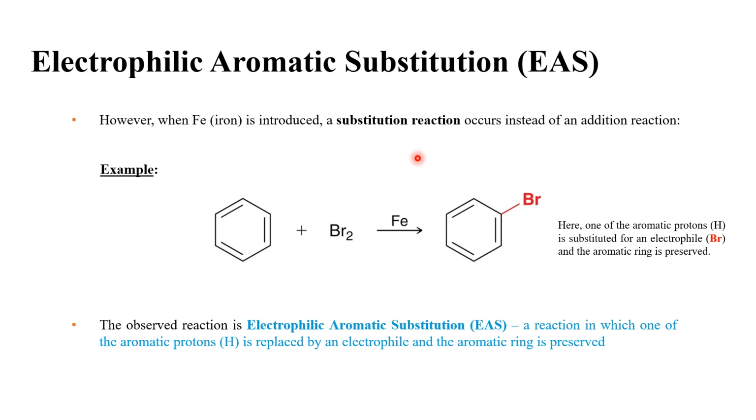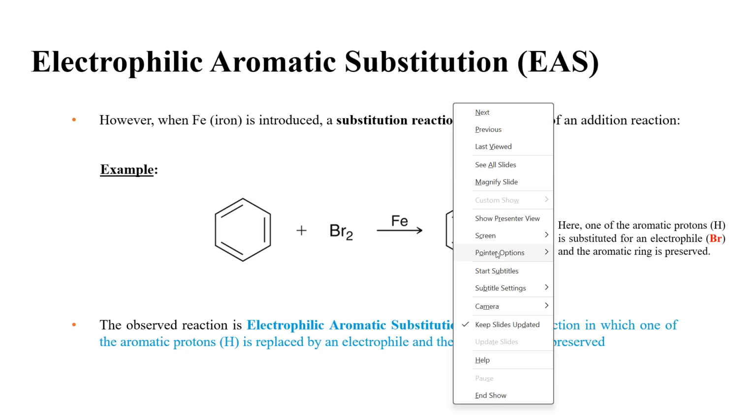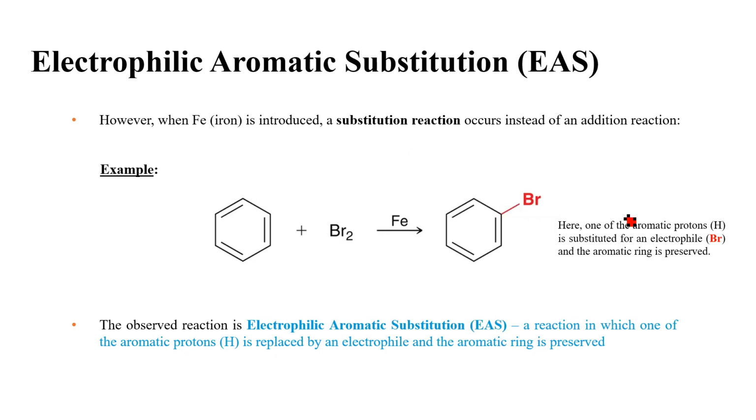And how is this a substitution reaction? Well, at this position, we now have a Br. Let me change this back to pen. We have a Br here, right? And before that, there was a hydrogen there at the same position. So what did we just do? We substituted a hydrogen, a proton, for a Br. That's why it's a substitution reaction.